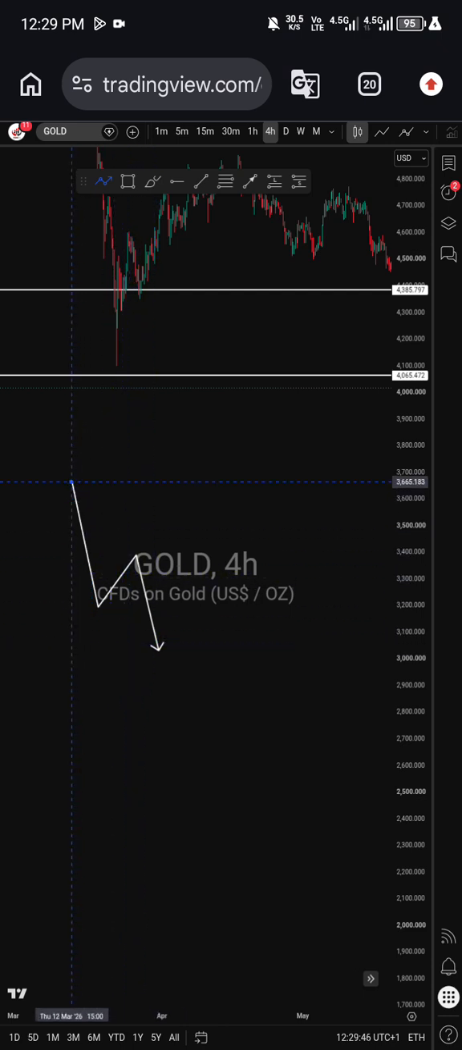But in the 4 hour, this is in a downtrend. The downtrend is causing an indication. The 4 hour downtrend is causing an indication for the 1 hour. So after the indication, you can see the market will be correcting like this.